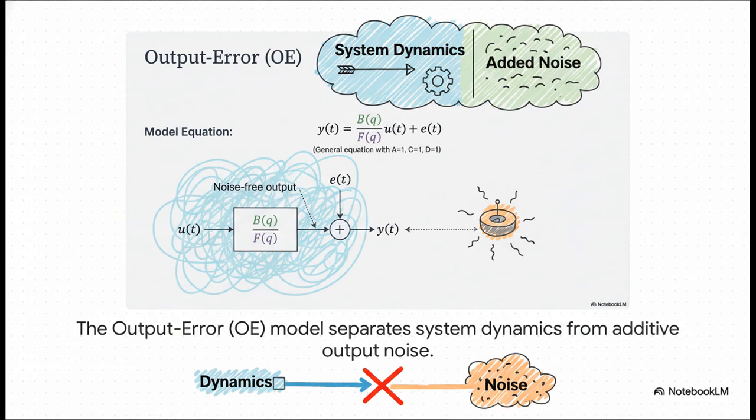Now, the output error model, this one thinks about the world differently. It assumes you have this perfect, clean process happening, and all the randomness is just kind of sprinkled on top at the very end. This is the perfect model for when you think your noise is just measurement error, like a shaky camera trying to track a perfectly smooth robot arm. The arm's movement is precise, the camera just adds some jitter.